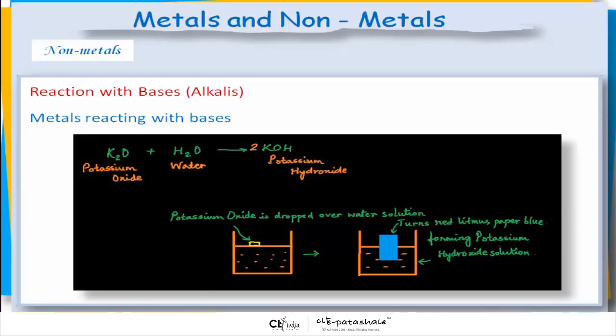Potassium oxide plus water gives us potassium hydroxide. In this case, potassium oxide is dropped over a water solution and the water solution turns red litmus paper blue, forming potassium hydroxide solution.